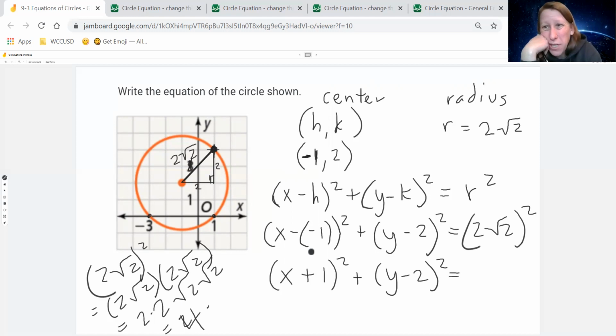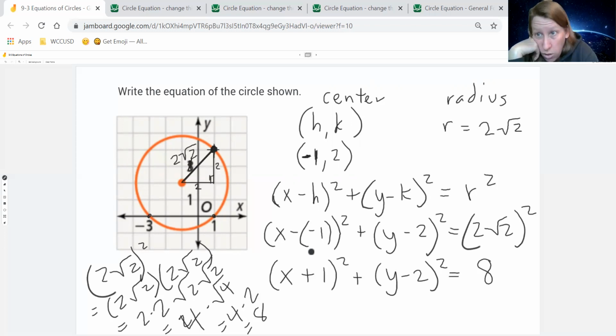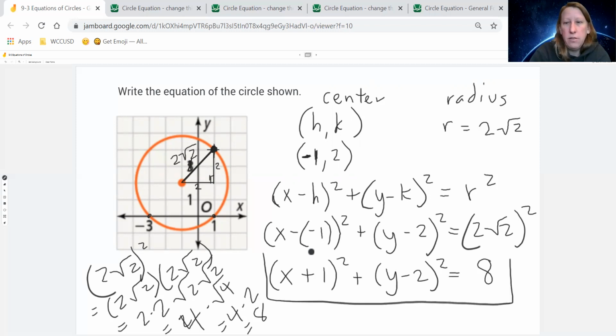What's the square root of 2 times the square root of 2? 2. Or you could say that's the square root of 4. And what's the square root of 4? 2. So all of that equals 8. That was a lot of work to show. 2 times 2 is 4, and the square root of 2 times the square root of 2 is 2, and 4 times 2 is 8. This is the answer to this problem. Yay!